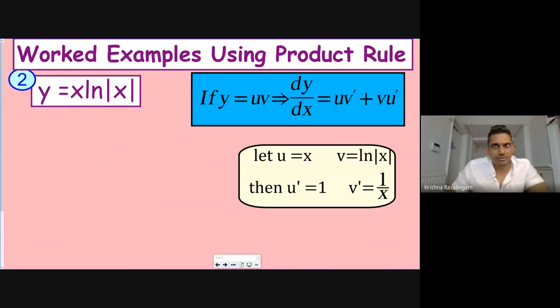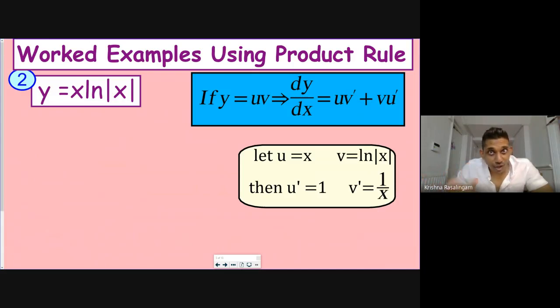So just one more example in this video. Again, this time we have x ln x. You can see x is obviously a variable of x and so is ln x. So we let u equal x. That means u dashed or u prime is 1. What is the derivative of ln x? At the back? Well done, 1 over x.